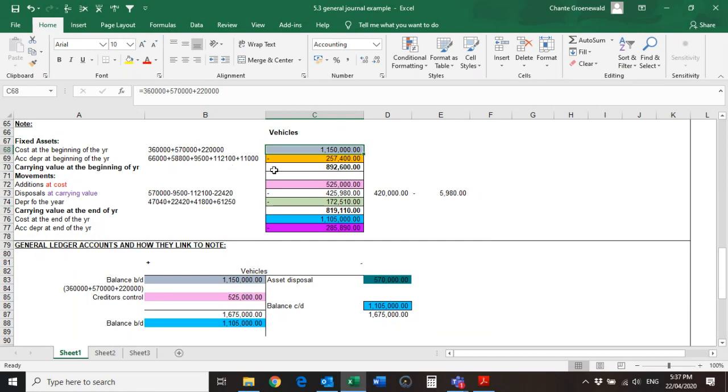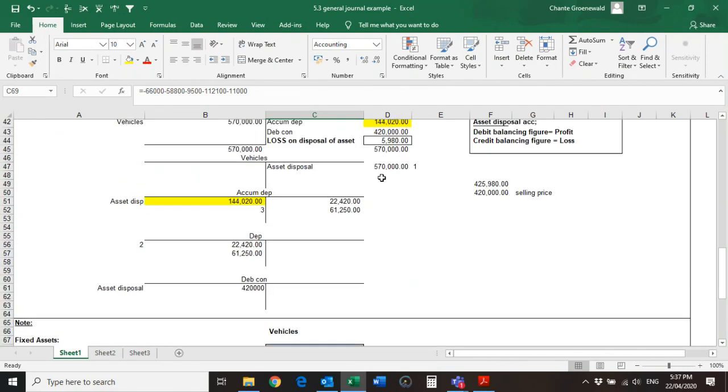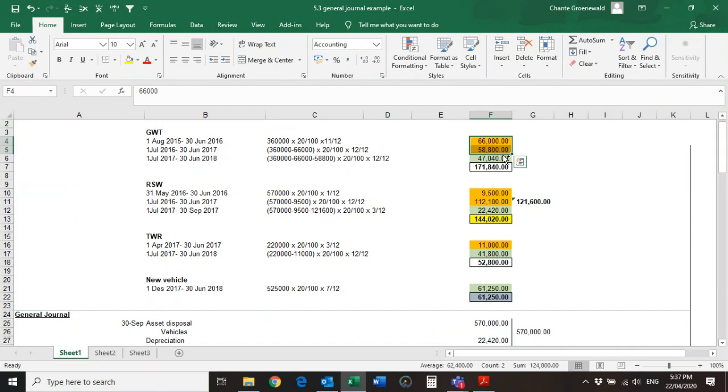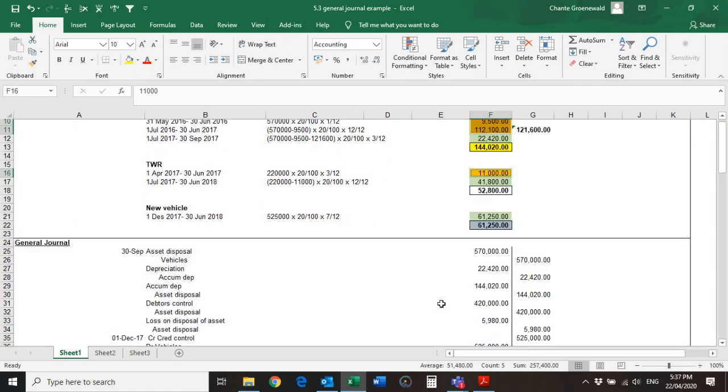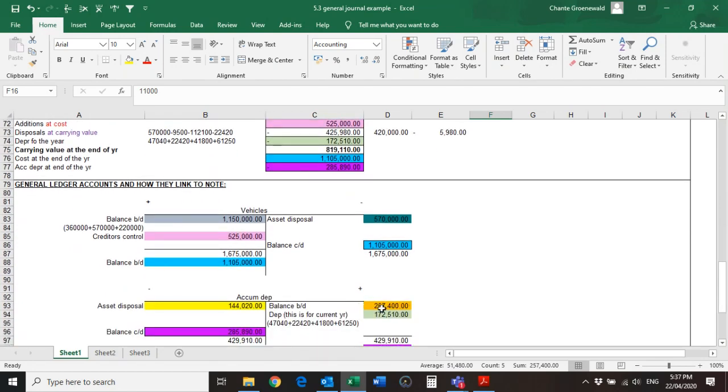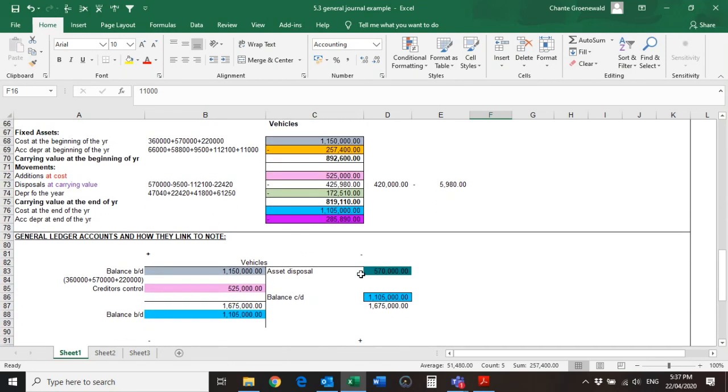My accumulated depreciation is my orange amount. So it's these, right? Together with these and this one. Okay, can you see that that's how I get my amount? So we have my accumulated depreciation amount of 257,400. Okay, have a look again, can you see that it's my balance? It's my balance at the beginning of the year. Okay, then I have my carrying value at the beginning of the year. That's just a normal sum. So I say, what is my cost price minus my accumulated depreciation? That gives my carrying value.